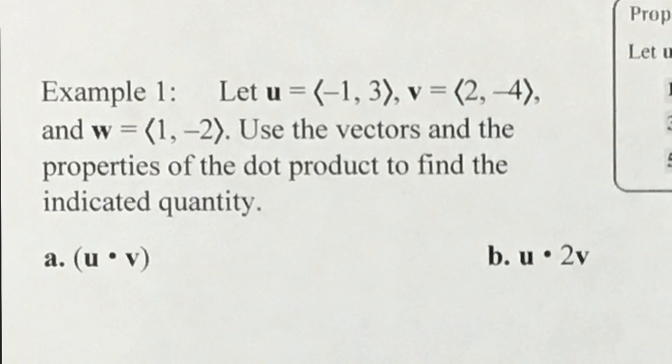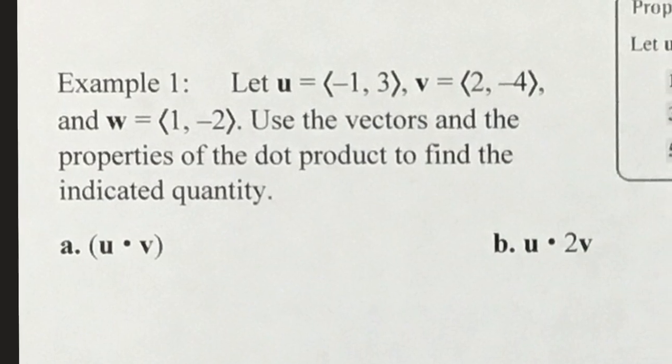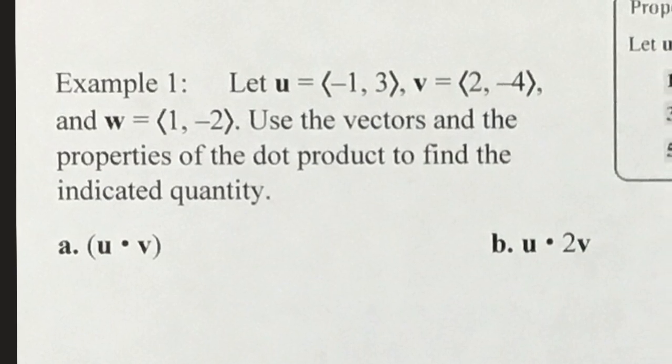So here we have three vectors. We have a u vector, we have a v vector, and we have a w vector. So here's your u vector, here's your v vector, and there's your w vector. We're going to use those vectors to practice this dot product stuff.